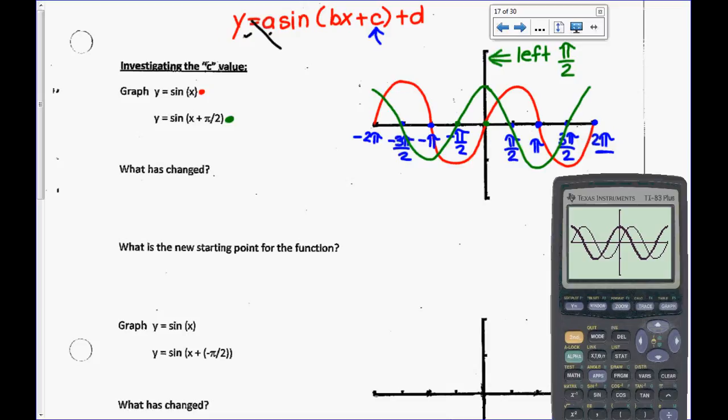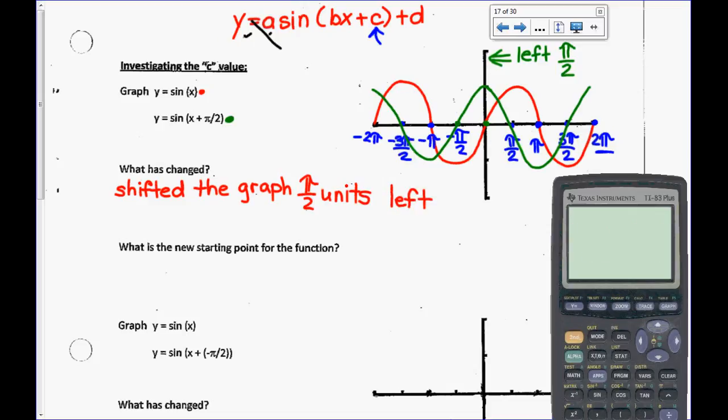Okay, so what has changed here then? We can say the graph was shifted pi over 2 units left. Interesting that it is a shift left when I'm adding pi over 2 to x. We're going to talk about that in a minute, okay?